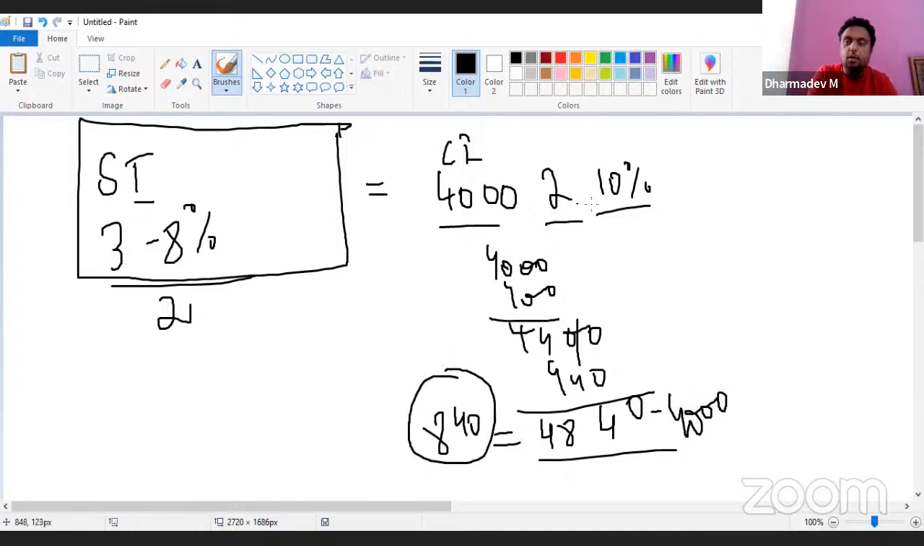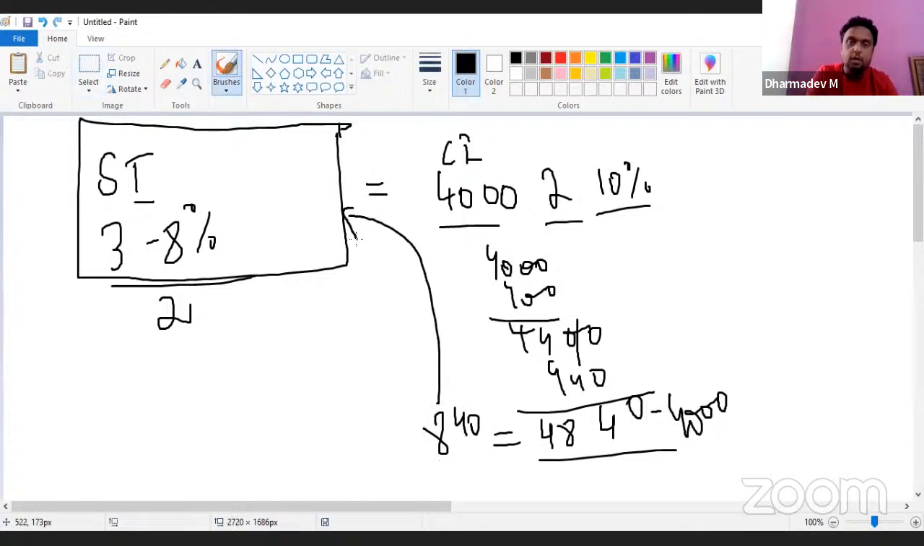Okay, so this is for 2 years at 10%. Now the simple interest on a certain sum of money for 3 years at 8% per annum is half of this money. For 3 years, what you get as simple interest is just half of this. Got it? So from this, how to find the sum placed on simple interest?